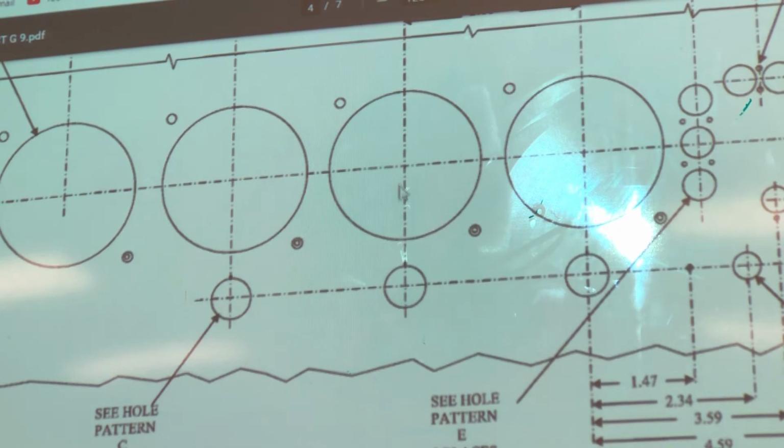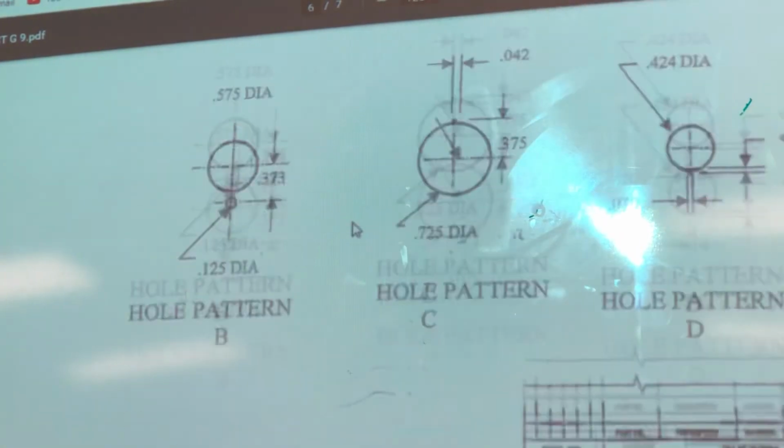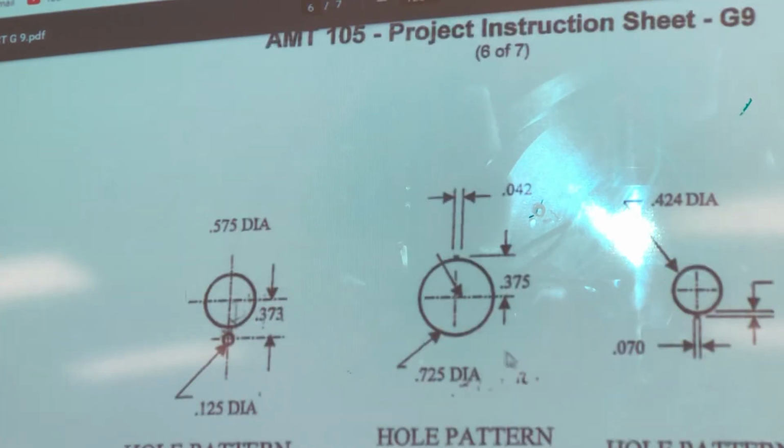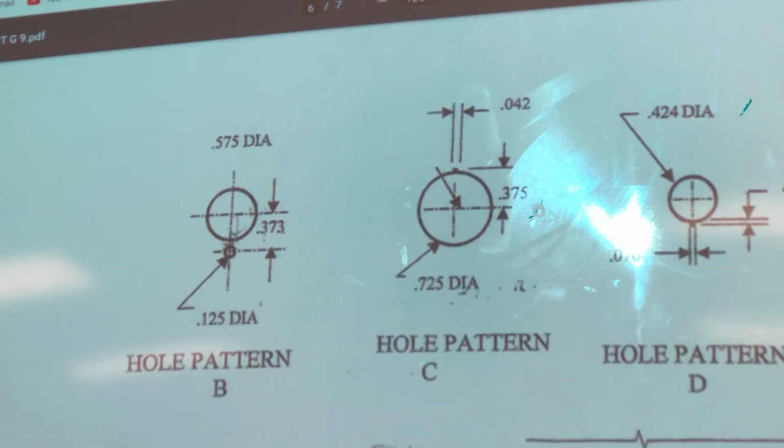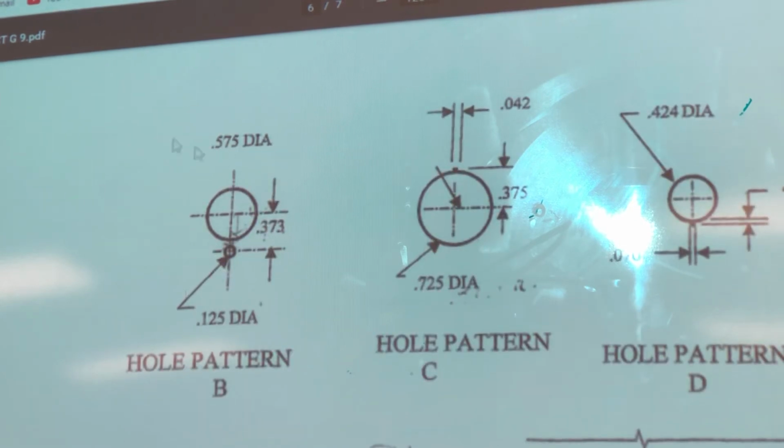And what's the radius of hole pattern C? Hole pattern C, you look at that, you go here. Hole pattern C, the diameter is 0.725. So it says what's the radius? Just divide that by 2, right? There should have been writing like all over your blueprints. Then it says hole pattern B has 2 holes. What are their diameters? 575 and 125. Wherever you saw a DIA, you would know that's the diameter.